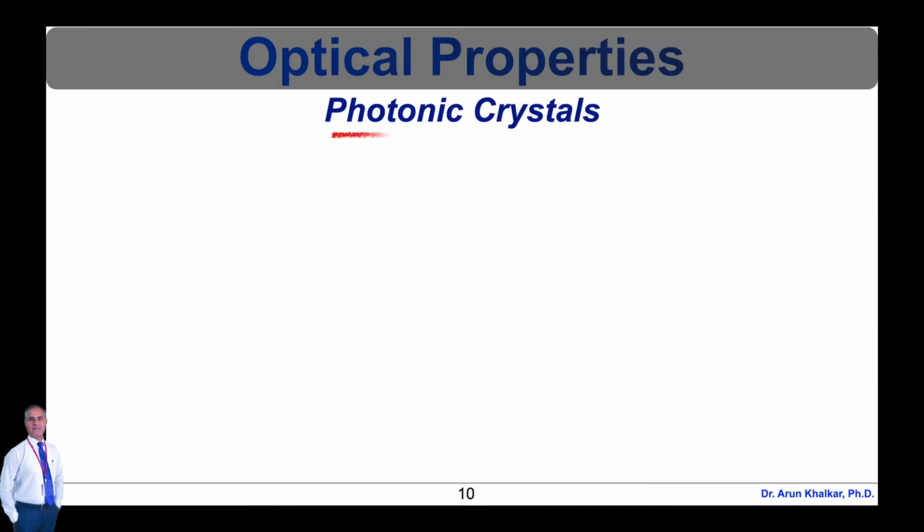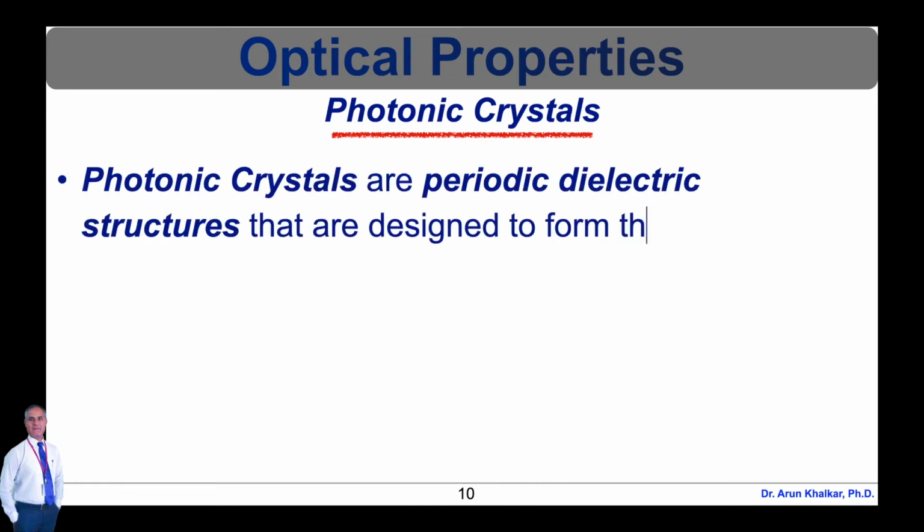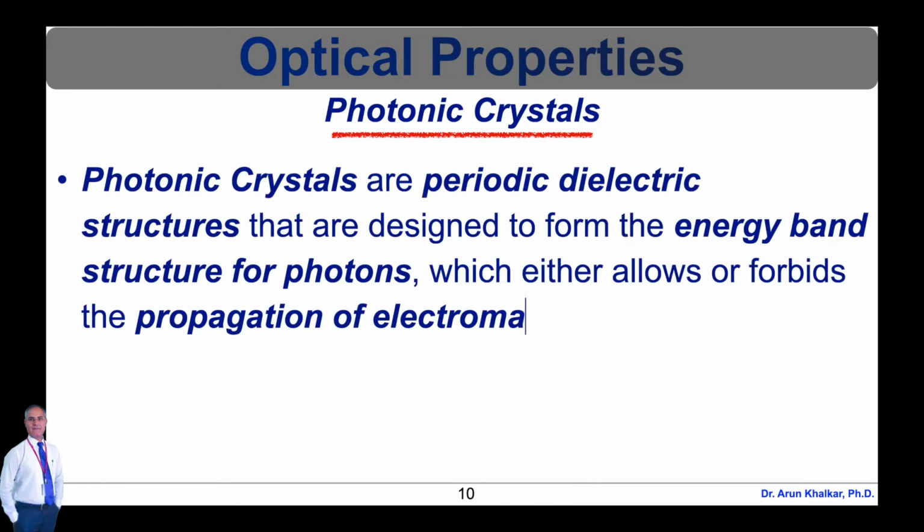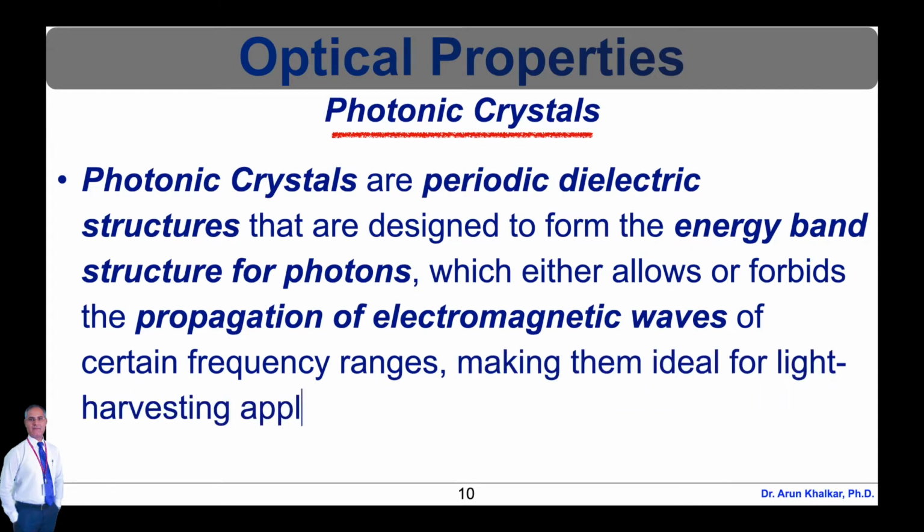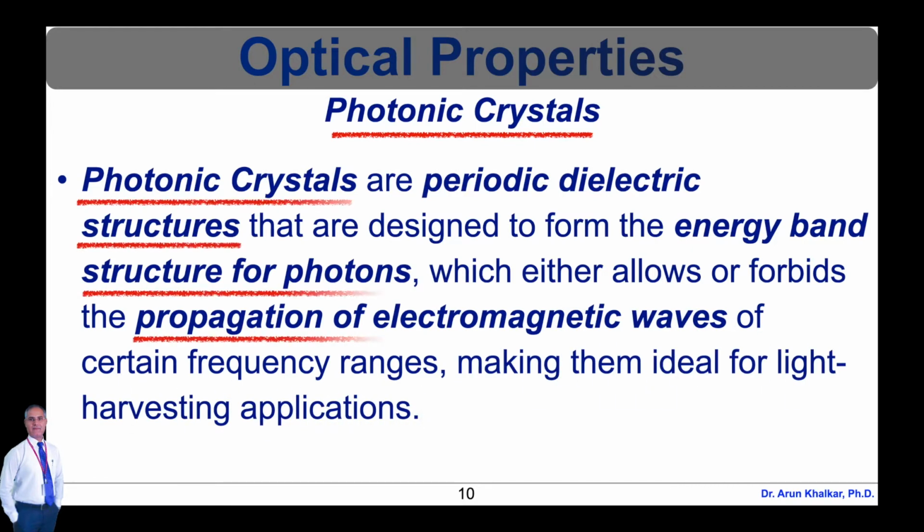Now let's see the optical properties of photonic crystals. Photonic crystals are periodic dielectric structures that are designed to form the energy band structure for photons, which either allows or forbids the propagation of electromagnetic waves of certain frequency ranges, making them ideal for light harvesting applications. A photonic crystal is a periodic optical nanostructure that affects the motion of photons in much the same way that ionic lattices affect electrons in solids.